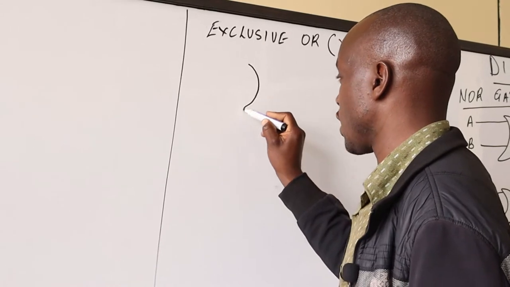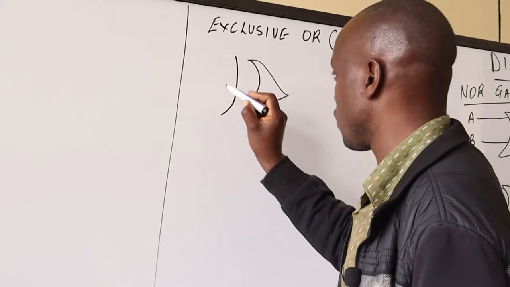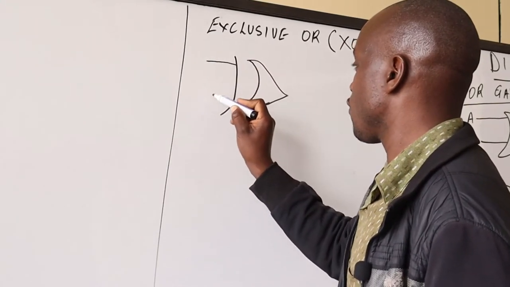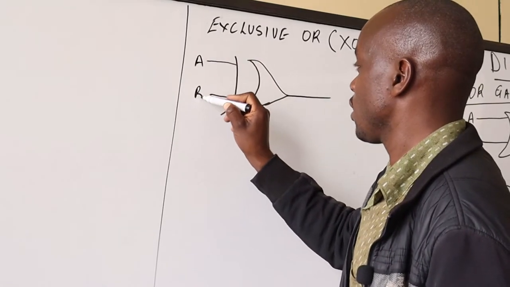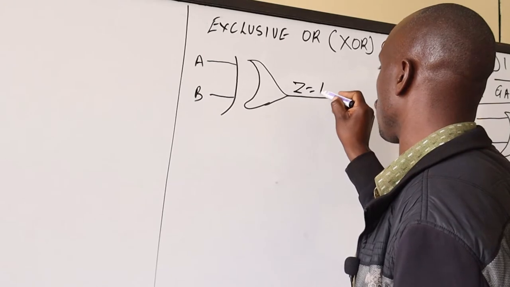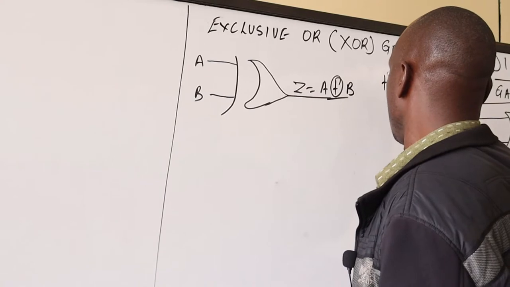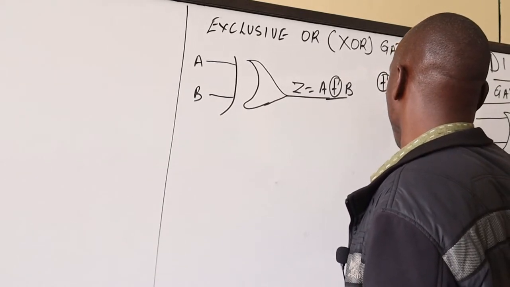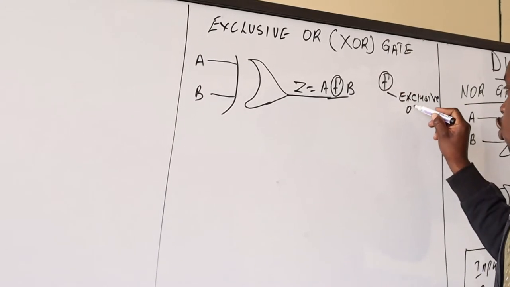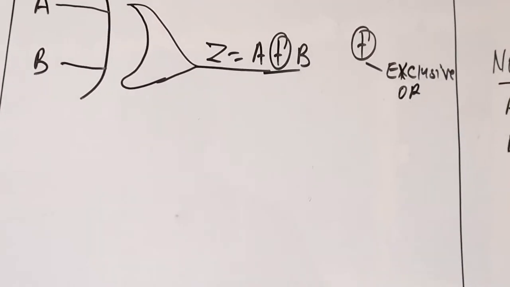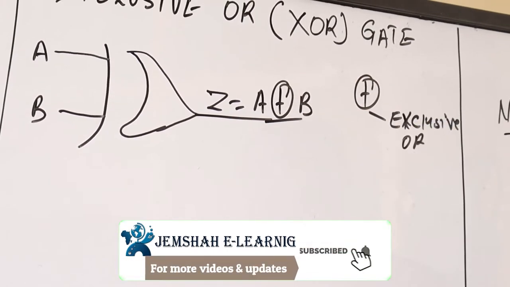So here now, we can draw the exclusive OR gate. The symbol appears like an OR gate, yes, but now our inputs are fed here, so that's the symbol of an exclusive OR gate. So we have A and B. Here we have Z equal to A exclusive B. So this symbol means exclusive OR. That's the meaning of that symbol.